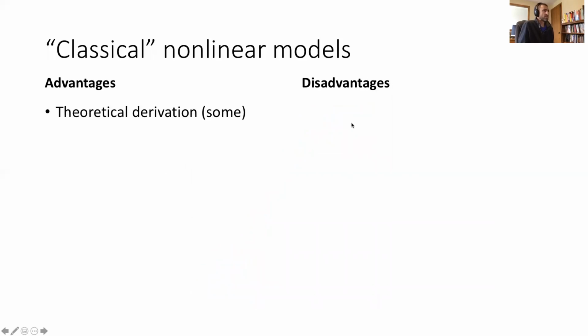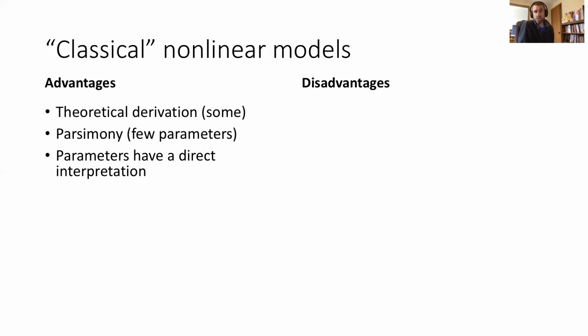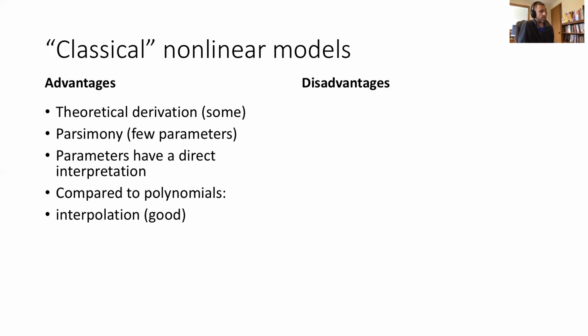So the advantages are, and I'm not going to go into this, that some nonlinear models have theoretical derivations that make them very appealing. One of the big advantages, I think, is parsimony. You can sometimes describe relatively complex relationships with very few parameters. The parameters have a direct interpretation, like in the case of the logistic. Compared to polynomials, as we just saw, they have good properties in terms of interpolation. They can be much better in terms of extrapolation. And the parameters can be a lot more stable. If you sample data in different places, the parameters of these nonlinear models can be more stable from one sampling event to another.